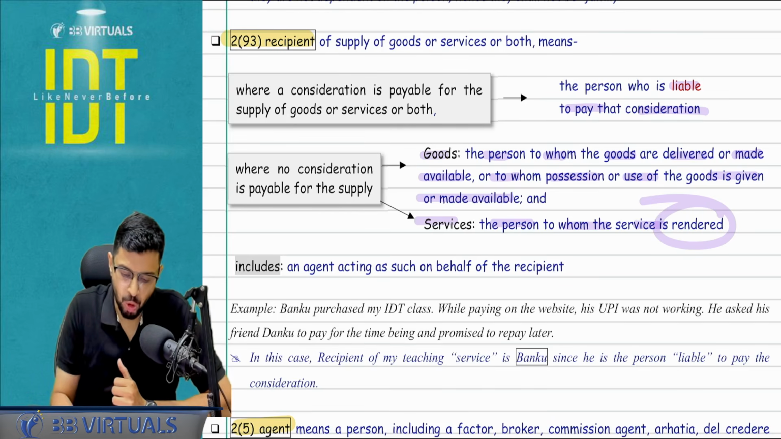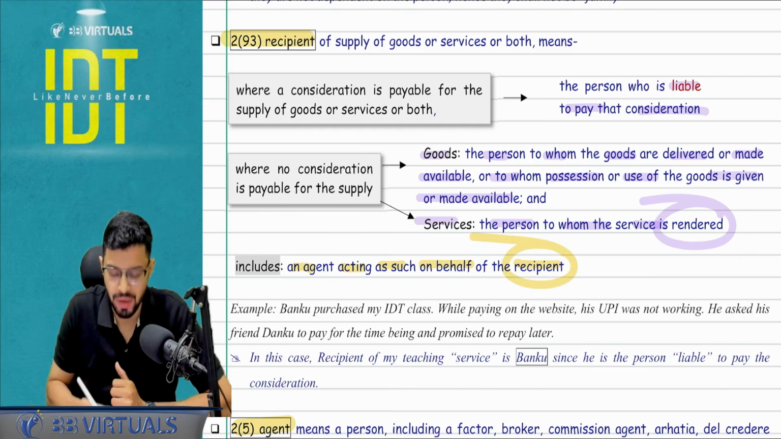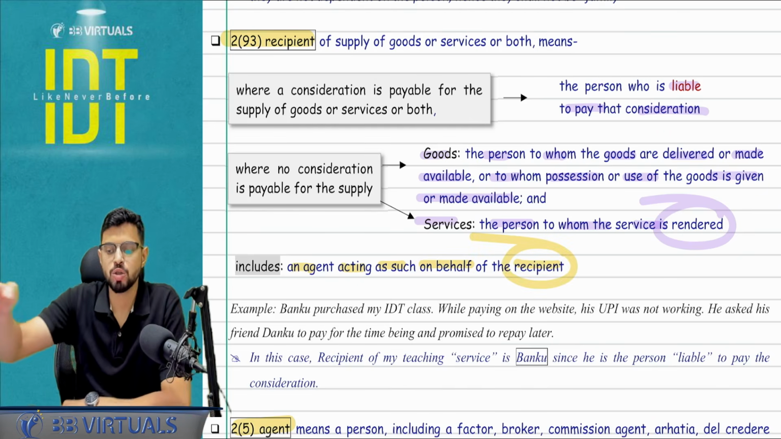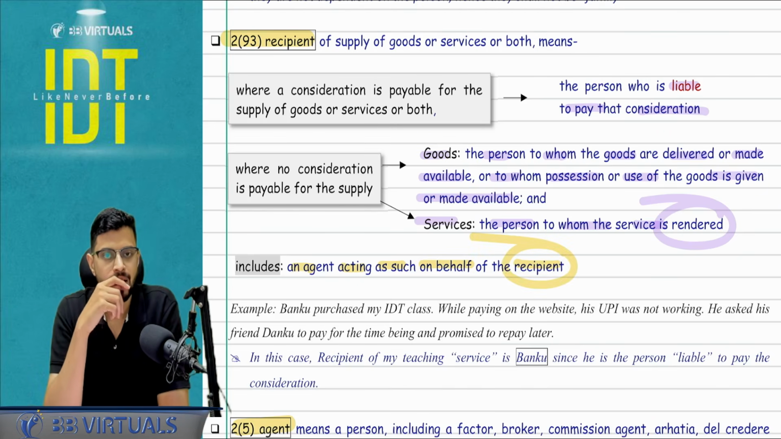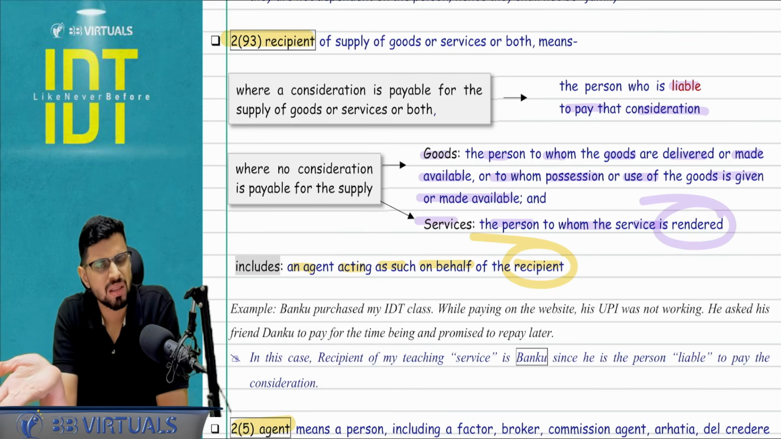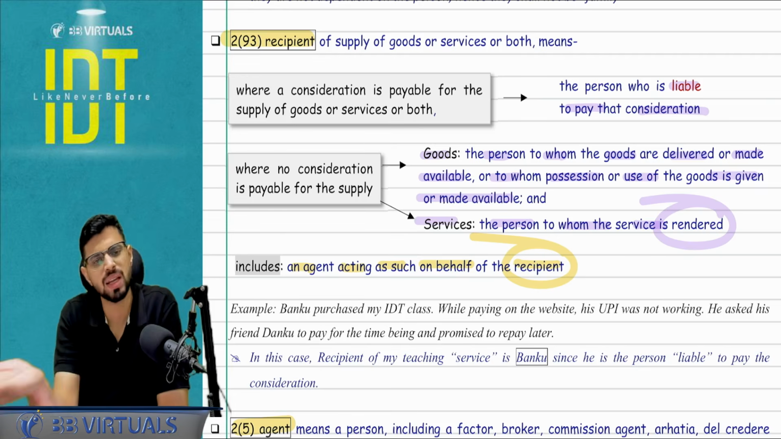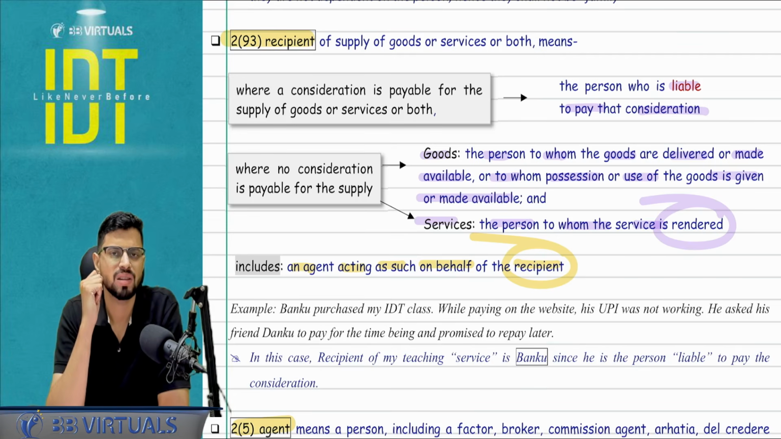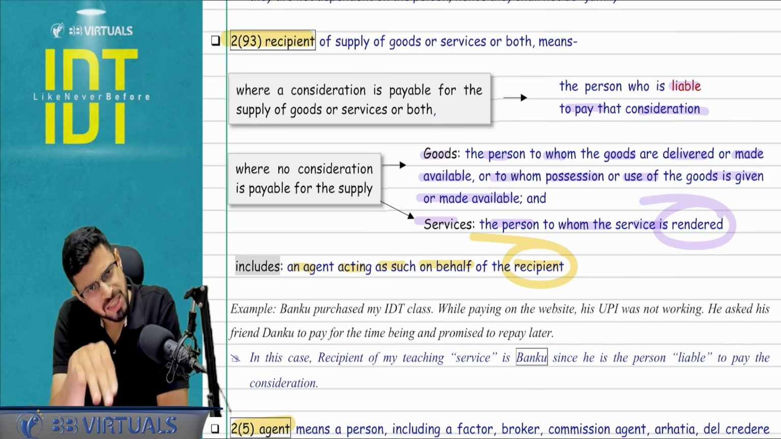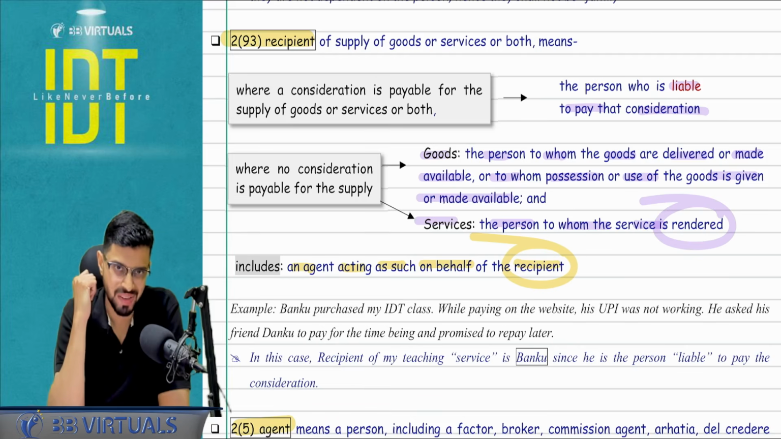And sir, it will also include an agent acting as such on behalf of the recipient. I am selling goods to, let's say, Mr. A. Mr. A is not in India right now. Mr. A says that please give it to my employee. His employee is his agent only. In simple words, he is acting on his behalf. So for me, his employee will also be a recipient. Ultimately, goods are going to that recipient only. So his agent is also considered as a recipient because he is a representative of the original recipient.